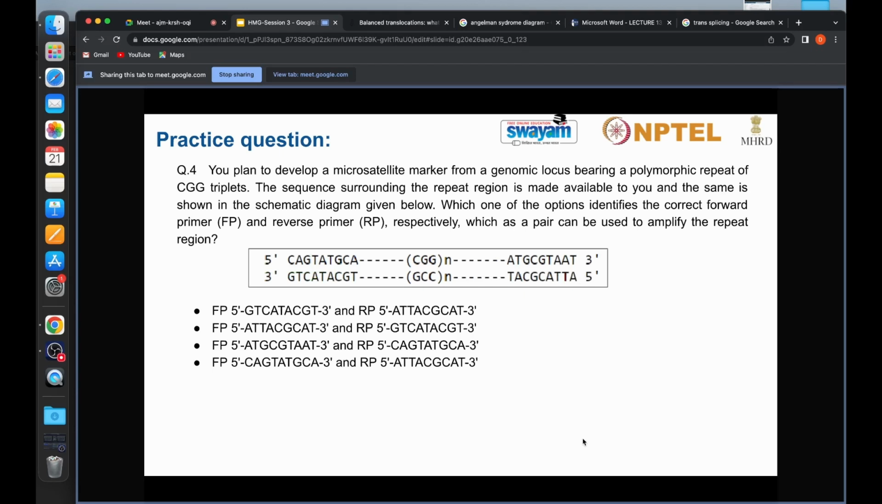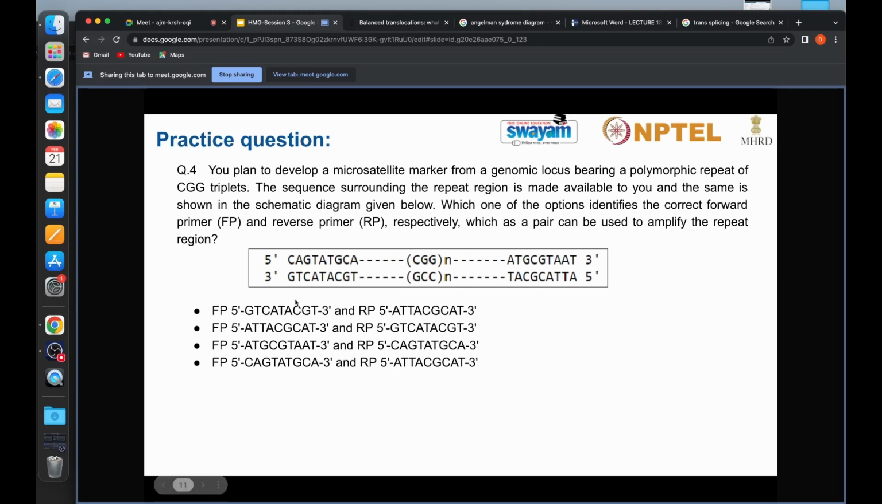Then let's look into question number four, in which they have talked about that you plan to develop a microsatellite marker. So in that, what you desire is that this one is the trinucleotide repeat and you want to expand it, you want to amplify it. So you have the information about the forward region to this as well as the backward region of this. That means you have the information about the particular sequence that is present before this segment of interest which you want to amplify, and you also have the information about the sequence that is lying after this sequence of interest, and you have to perform PCR.